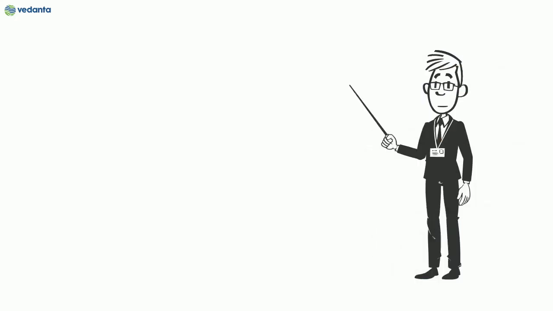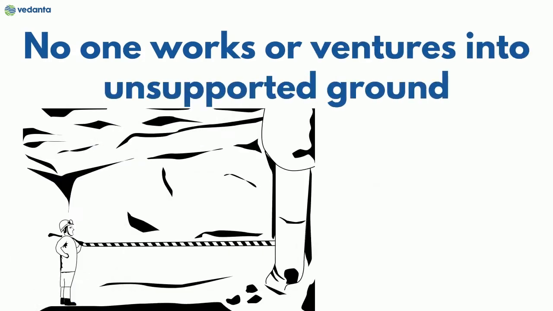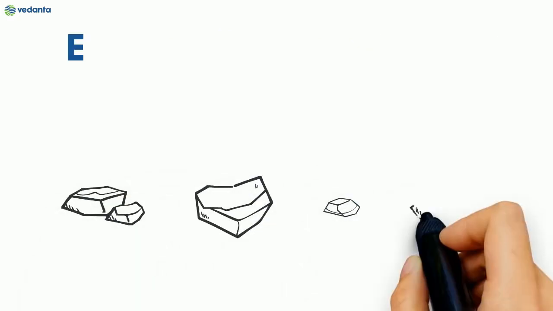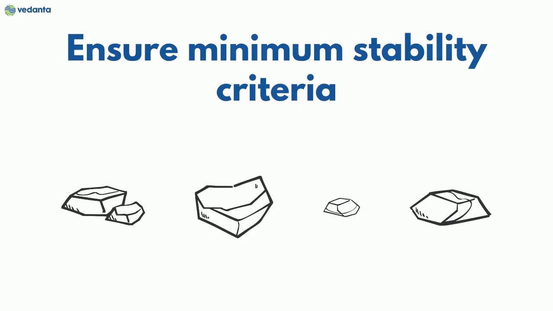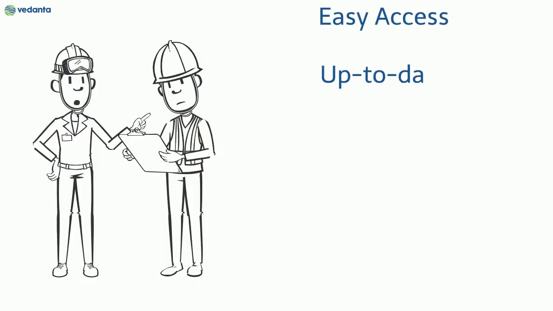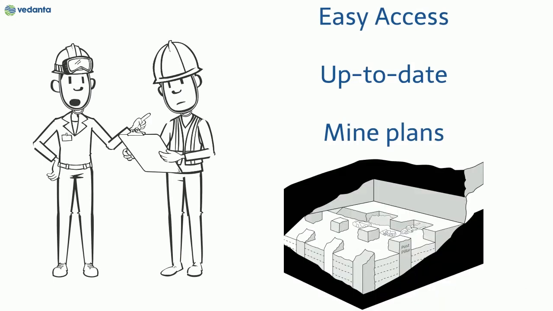You should be taken through the ground control management plan and code of practice. It provides documented protocols to ensure that no one works or ventures into unsupported ground. All excavations must be designed in accordance with documented minimum stability criteria for all relevant rock types. You should have easy access to up-to-date mine plans specifying ground control hazards and safety pillars. Look at these and have someone explain them to you.